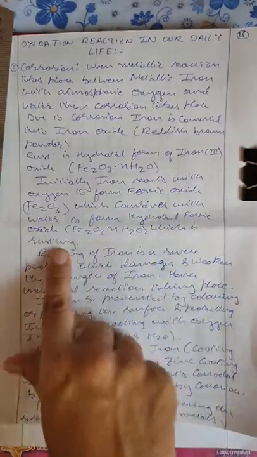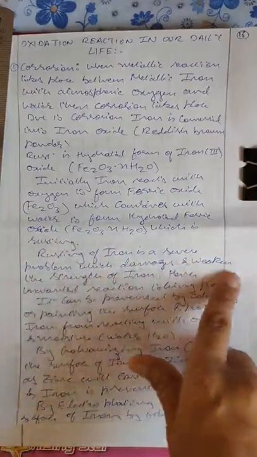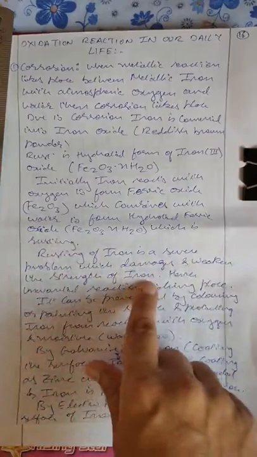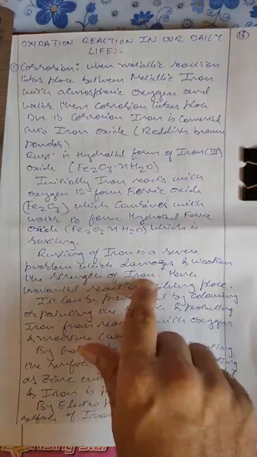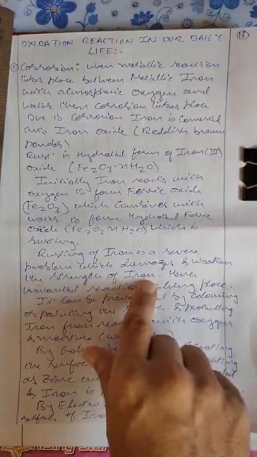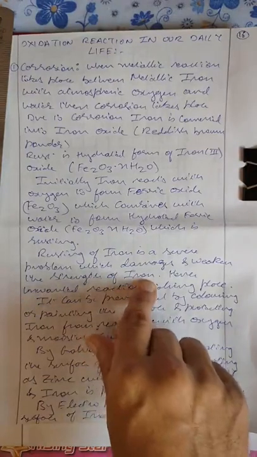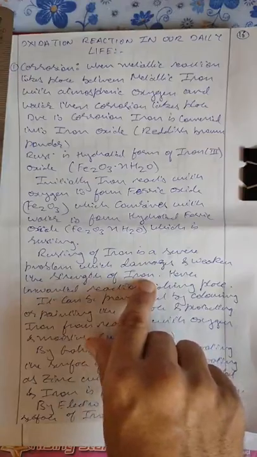What are we talking about here? Rusting of iron is a severe problem which damages and weakens the strength of iron. So why is this a problem? Because iron gets weakened. If we are making a bridge of iron, and because of rusting the iron loses its strength, the bridge may fall. We are making a big building using MS, mild steel, and mild steel is nothing but iron.